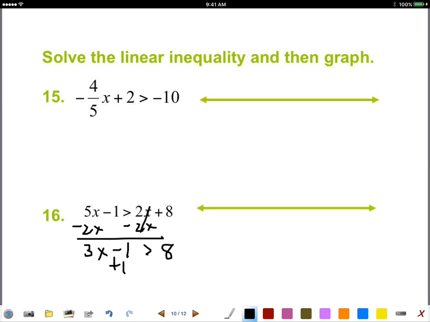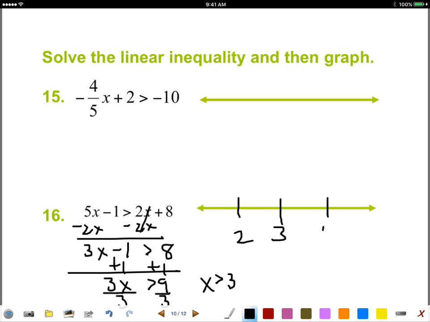Now we should be comfortable here. We know to add 1 to both sides, so we get 3x is greater than 9, and divide by 3. So x is greater than 3, and then graph. The graphing really should be the only new part, and then, of course, flipping the sign when necessary. But other than that, all this solving should be basically like what you did last night. Would you agree? Yes, ma'am. Yes.